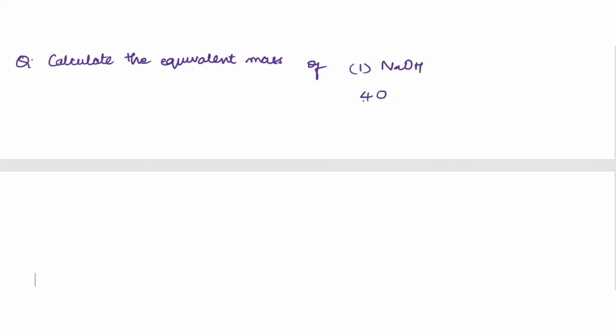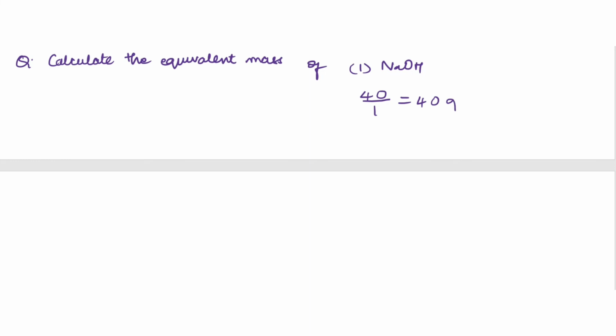Now let's move on to solve a question. Calculate the equivalent mass of NaOH, sodium hydroxide. Recollect what's the formula of equivalent mass? Given mass, or molecular mass, by n factor. What is the molar mass of NaOH? 40. So 40 by 1. N factor of NaOH is 1 because NaOH dissociates into Na plus and OH minus. Only one OH minus. So n factor is 1. So the equivalent mass is 40 gram per equivalent.